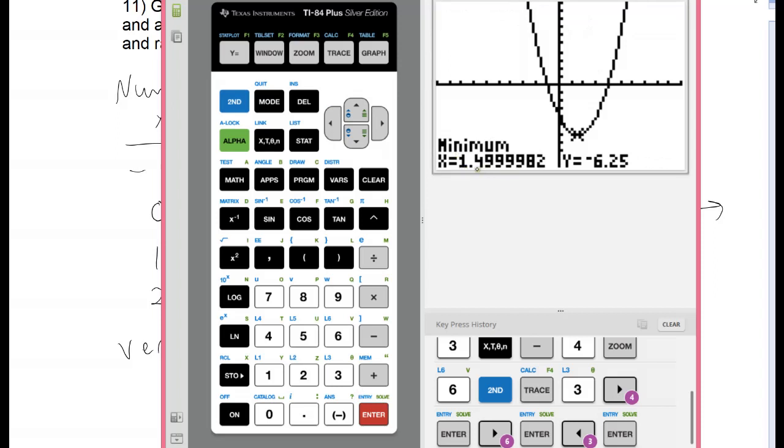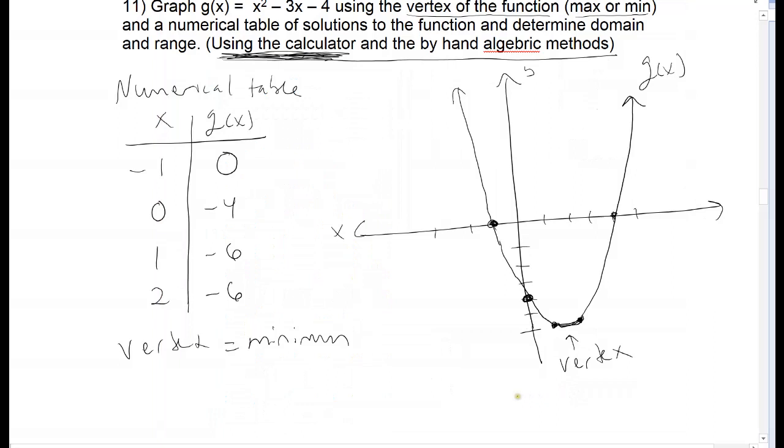Now, you should be logical to round there, right? 1.499999999 would round to 1.5. The y value is correct at negative 6.25. So my vertex is at 1.5, negative 6.25. That's the minimum value on my function, which I need in order to find my range.